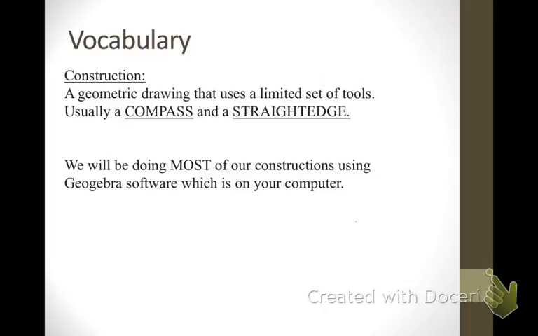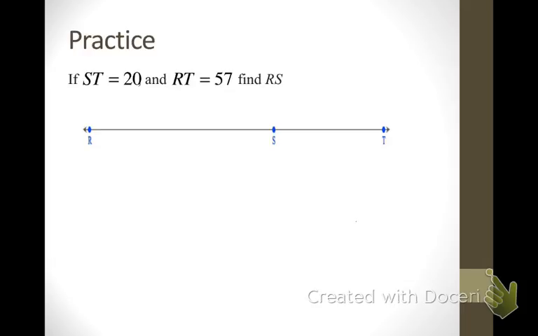Okay, now we are going to be doing a thing called constructions, and a construction is a geometric drawing that uses a limited set of tools. And in the past, it's always been a compass and a straight edge. Well, that was kind of in the dark ages. We will be doing almost all of our constructions using a software tool called GeoGebra, which is already on your MacBooks. Now, we will probably do one that's using a compass and a straight edge, so you can get the feel of that, but most of ours will be on GeoGebra. So let's skip to the practice, and let's practice this.